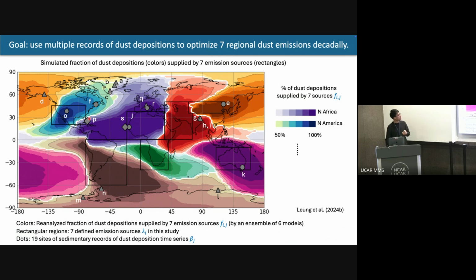So you see core records over different parts of the world that are indicative of the historical dust emission variability over the 7 rectangular regions, that is, the 7 dust emission regions that we are concerned with. We try to infer emissions over those 7 regions. Except Southern Africa, you don't see any sites there. So we're trying to get more core records from those regions. And hopefully we can do a better constraint over Southern Africa in the future.